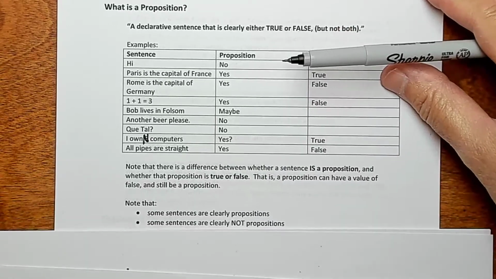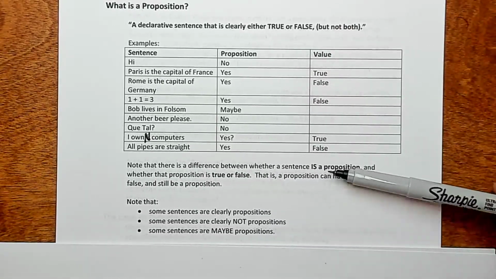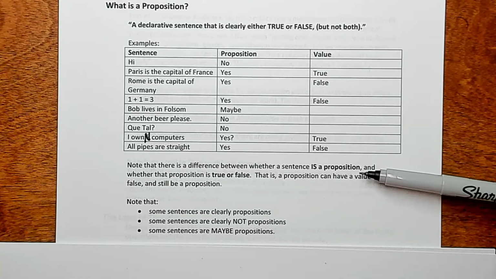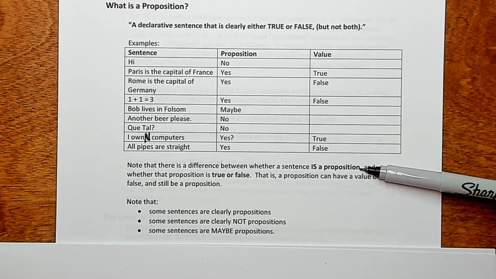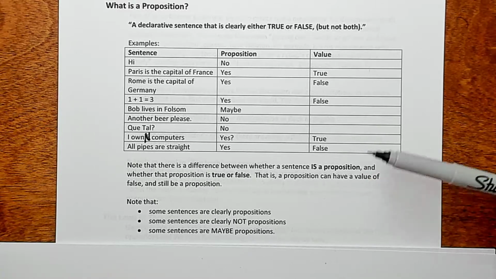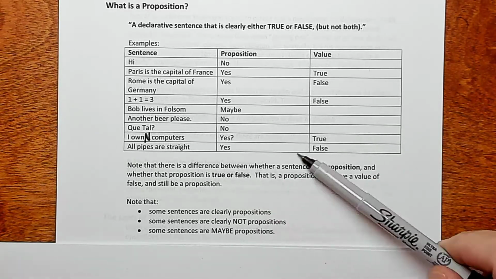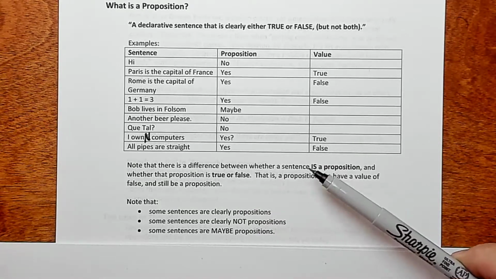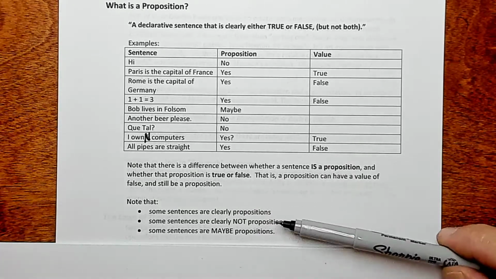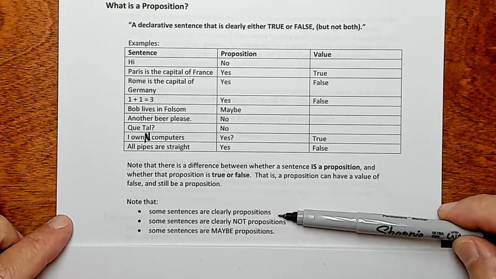But look, here I'm just reiterating there's a difference between whether a sentence is a proposition or not, and then if it is a proposition, then it could have a true or false value. So there are 2 different things. That's a sticking point for students, so don't get confused on that. But this is important right here.